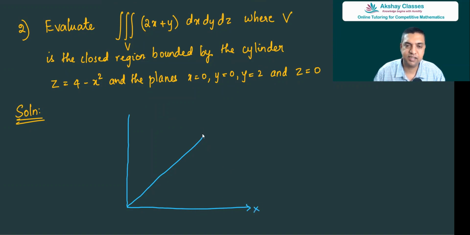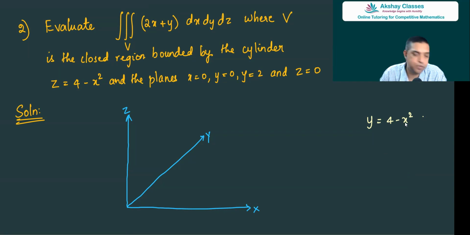This is x, this is y, this is z. Now this is a curve in the xz plane. If we remember the curve y is equal to 4 minus x square in the xy plane, this is a parabola which opens downwards.